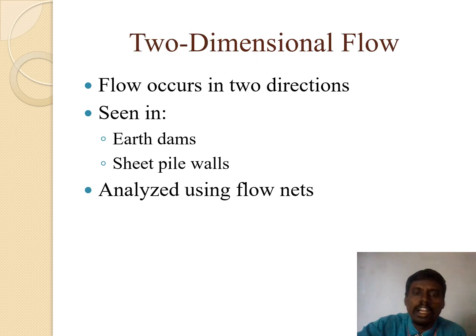So let me see about the two-dimensional flow here. Normally the seepage flow pattern has two lines: one is the equipotential lines and the other is the flow lines. These both lines are controlled by an equation called the Laplace equation. Flow occurs in two directions and is seen in earth dams and sheet pile walls, and it is analyzed using flow nets.